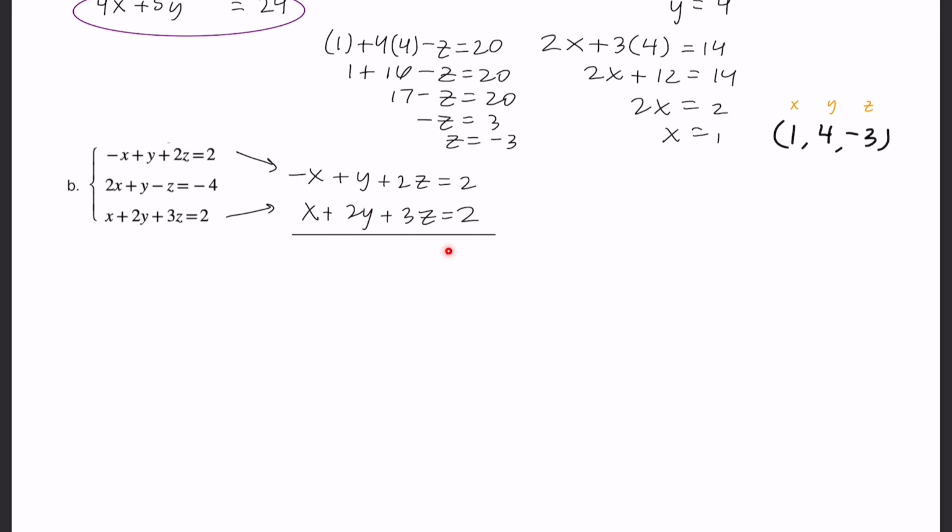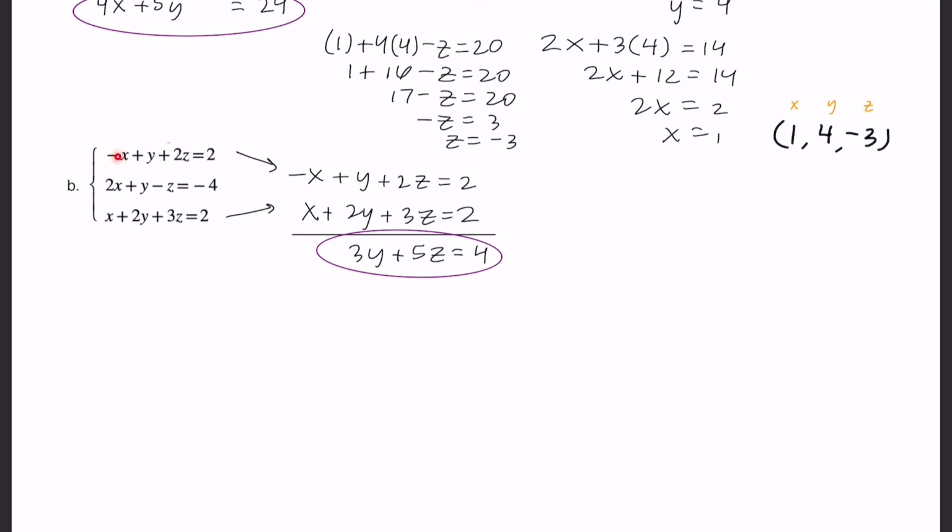Go ahead and add down. The x's cancel, you get 3y plus 5z equals 4. And then circle that equation. So again, we used the top and the bottom equations, and we eliminated x. So we need to choose two other equations. It just can't be the top and the bottom. And we're going to eliminate the same variable. We have to eliminate x again.